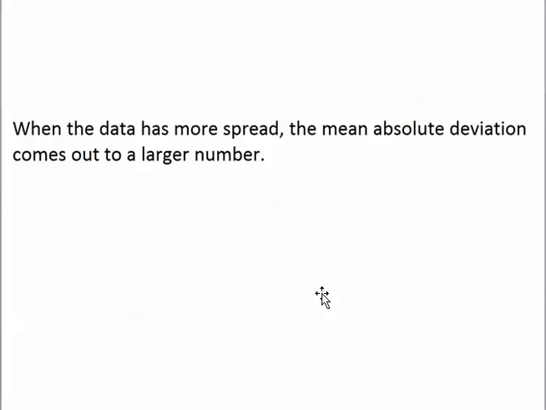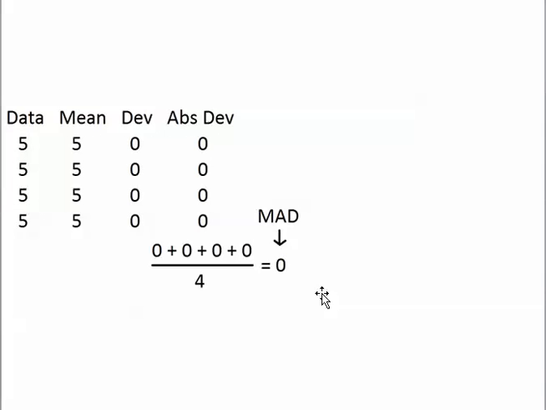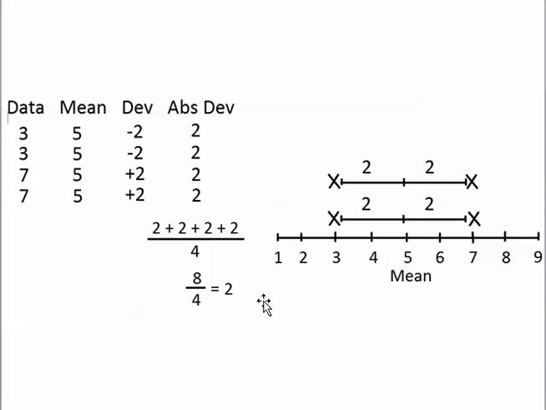Now I want to talk about why the mean absolute deviation comes out to a larger number when the data has more spread. So here's the demonstration. If every data value is the same, then the data has no spread at all, and the mean absolute deviation is 0. So here we have all 5s. If there's no spread at all in the data, the MAD comes out to 0. But what if these two values drop down to 3 and 3, and these two values go up to 7 and 7. So in our data right here, we have 2 3s and 2 7s.